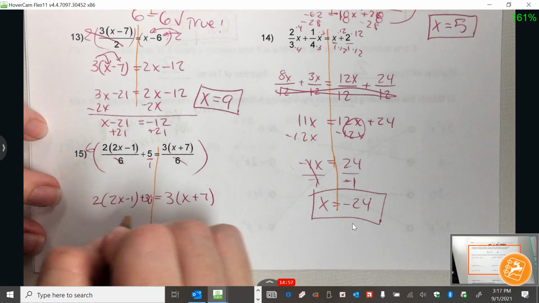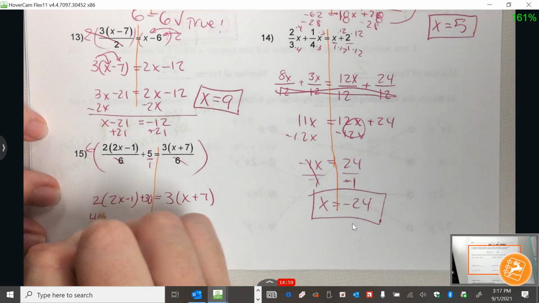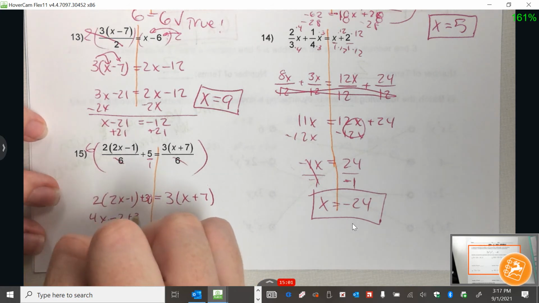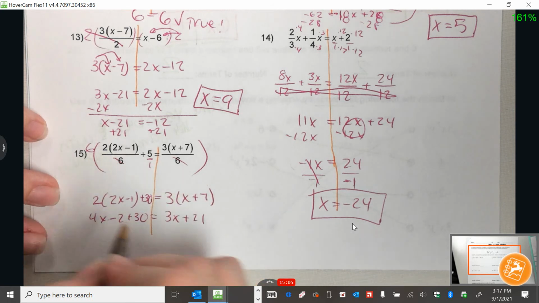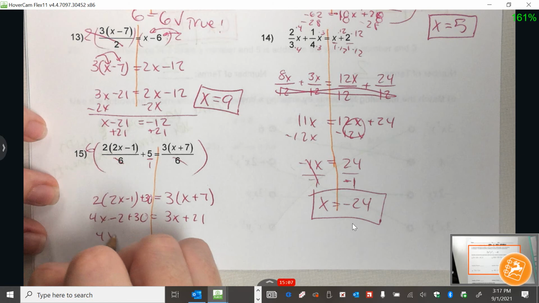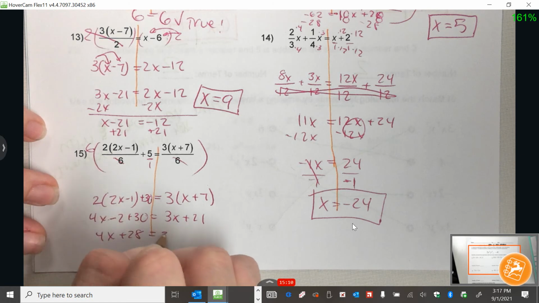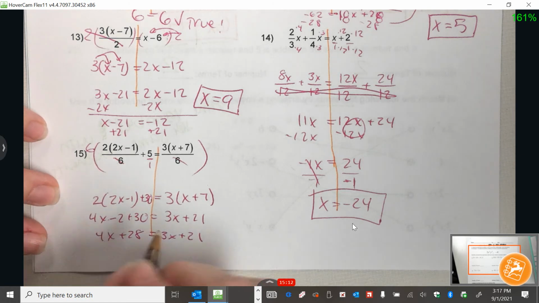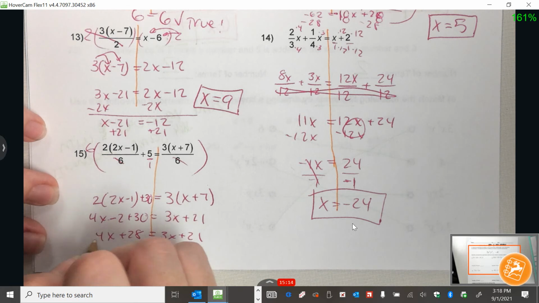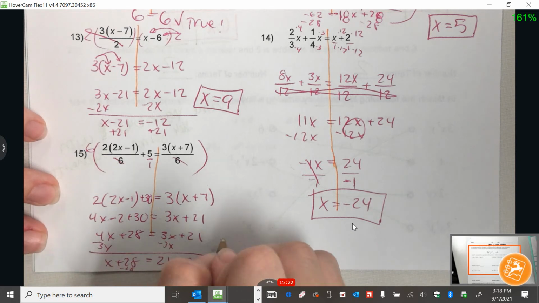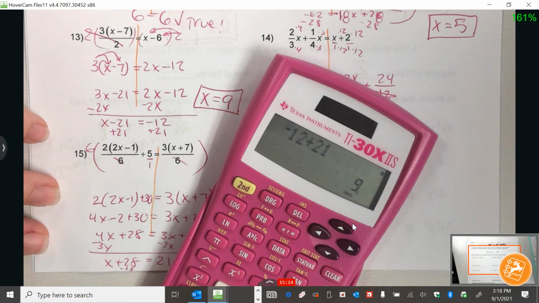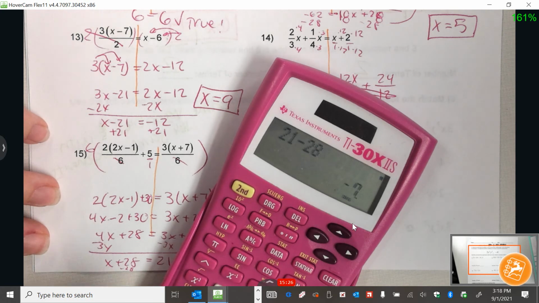So now I'm going to simplify each side. So that gives me 4x minus 2 plus 30 equals 3x plus 21. That gives me 28. I'm going to move my smaller x. That leaves me with x plus 28 equals 21, minus 28, x equals negative 7.